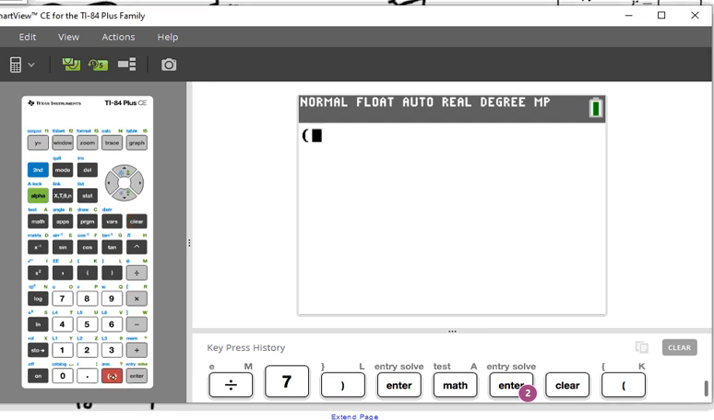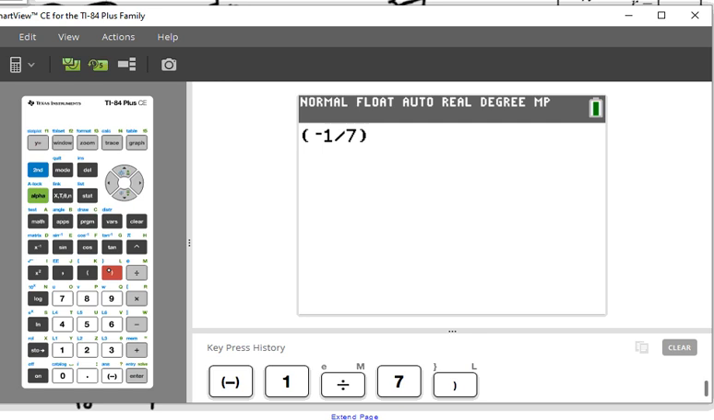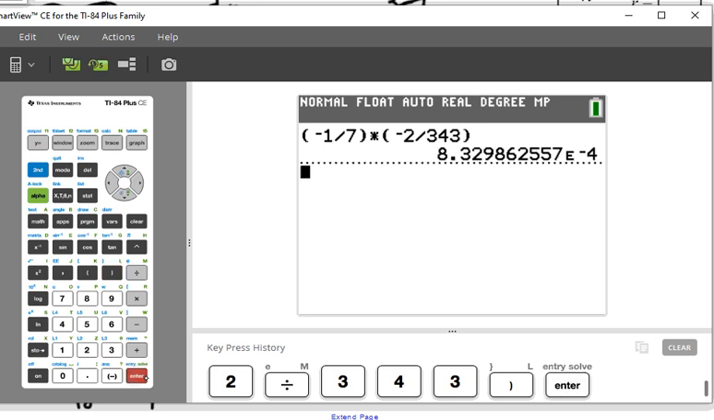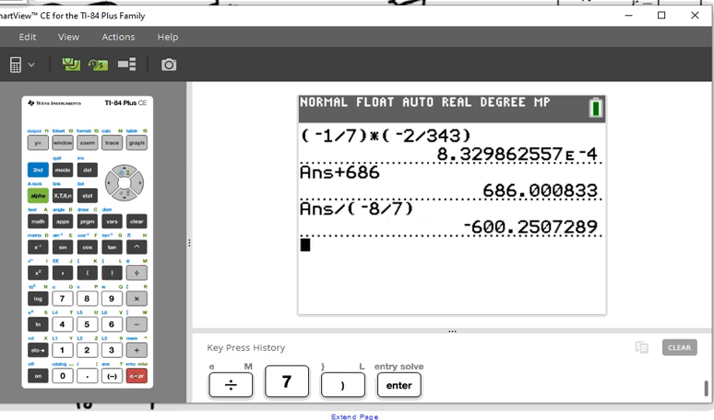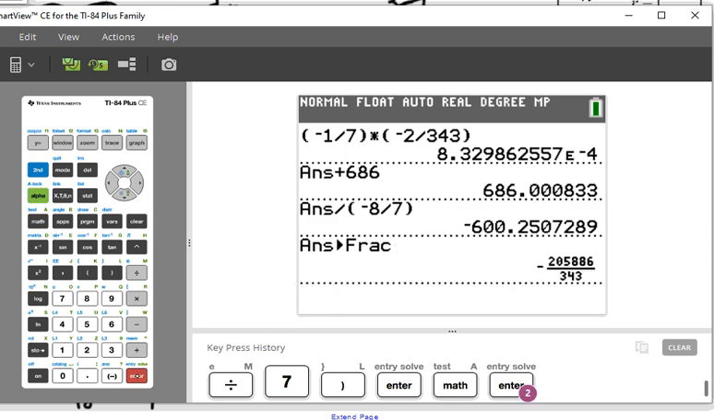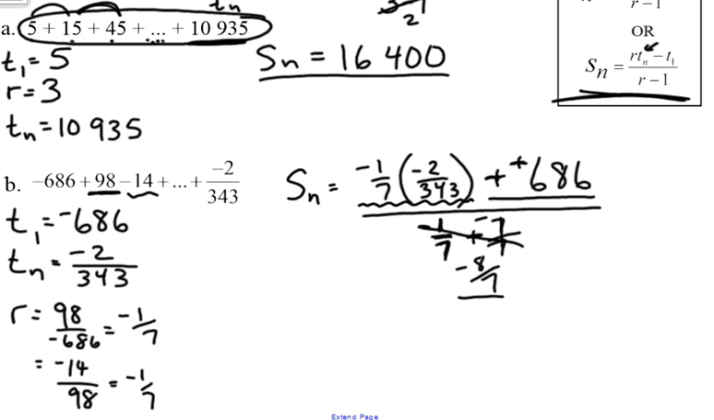So here we go very quickly. Negative 1/7 times negative 2 over 343. There's my first calculation. Perfect. Then we added 686. Boom, there we go. Then I divide by, let's be a little more careful with it this time, negative 8 divided by 7. Enter. Now let's cross our fingers. Math, please turn it into a fraction. There we go. Exact value instead of a rounded answer. 205,886 over 343, and it's a negative value.